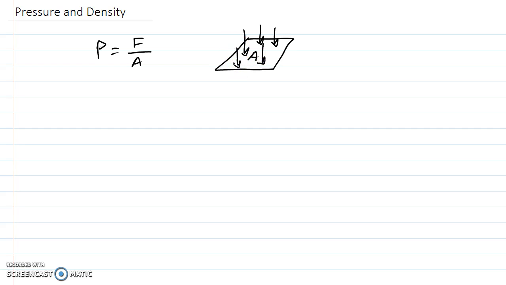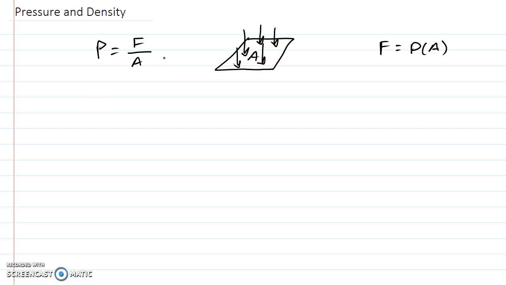And so, for example, if you have a sheet of paper on a table, there is actually the pressure of the force of the air pushing down on the sheet. The other way to write this then is that we could write it as force equals pressure times area. So I just multiplied by A over here.